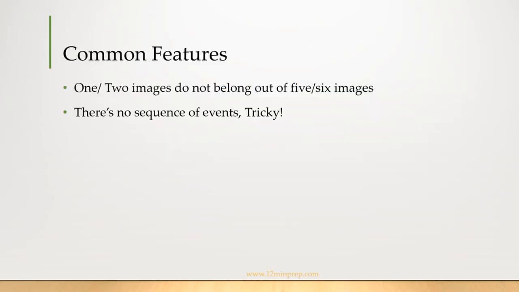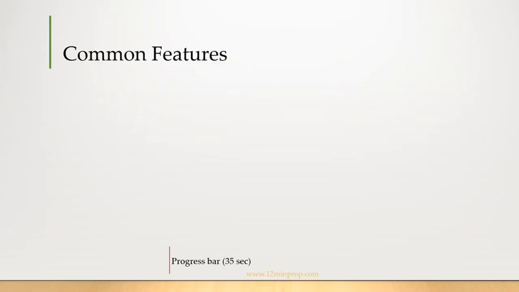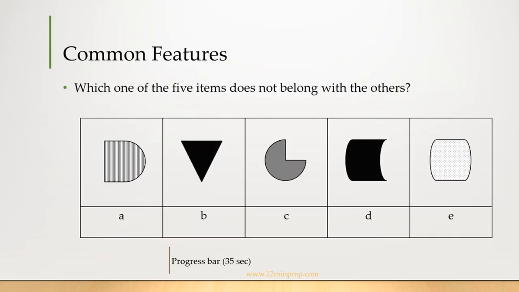Common features is a question style in which you will be asked to find 1 or 2 images that do not belong out of 5 or 6 images. These questions sometimes pose more difficulties than the other types, simply because there is no sequence of events that one can follow throughout the frames. Here, you have to focus really well in order to find nuances between shapes and figures. Try solving the following question in 35 seconds.